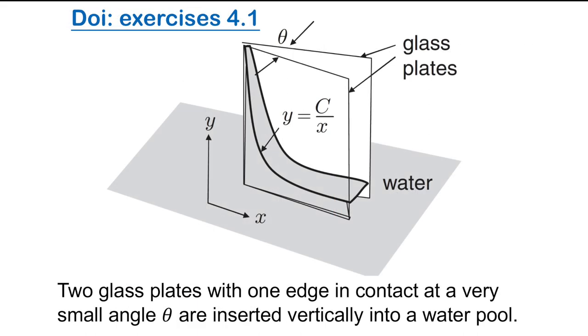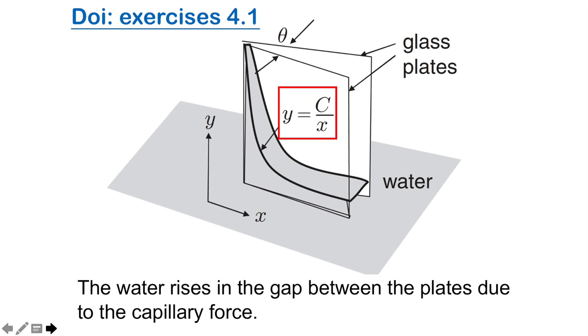This is an exercise in our textbook. There are two glass plates with one edge in contact at a very small angle. They are inserted vertically into a water pool, so the water rises in the gap between the plates due to the capillary force. And in the exercise, it's predicted that the profile of the wetting front satisfies that y is inversely proportional to x.